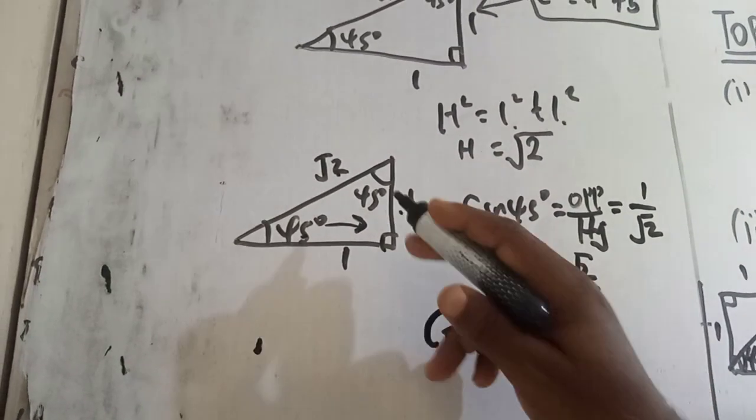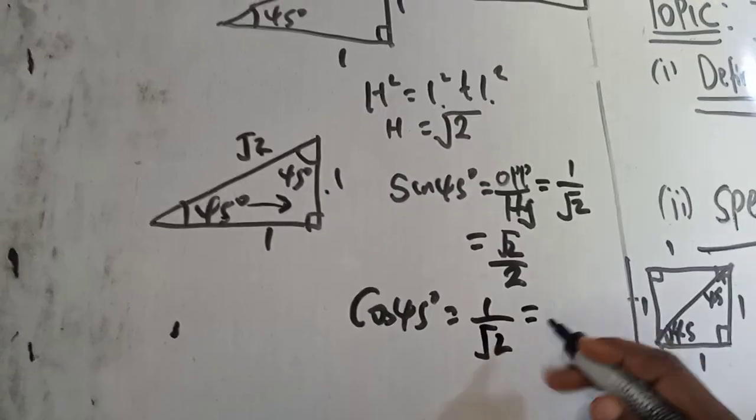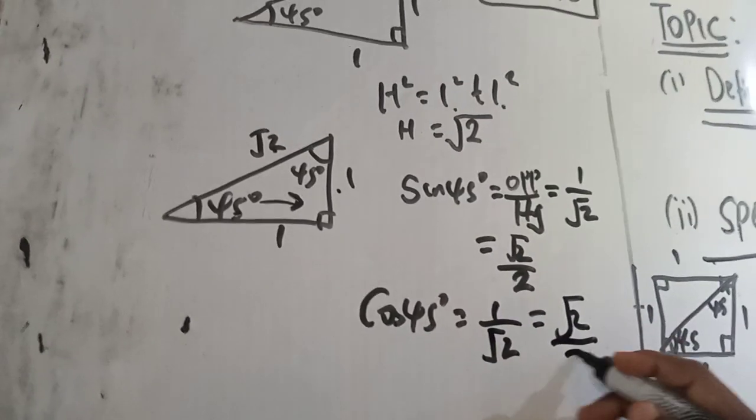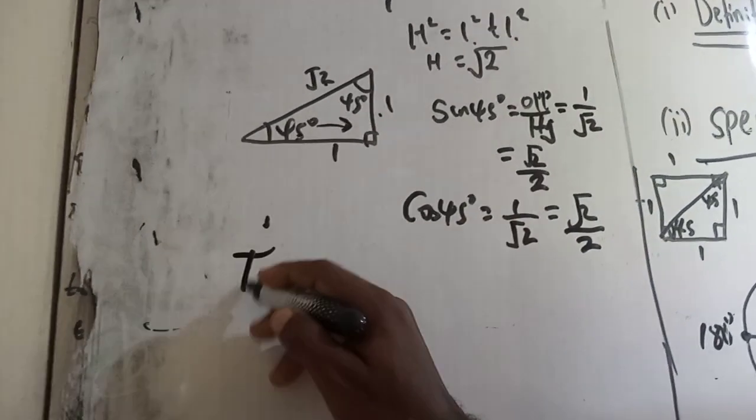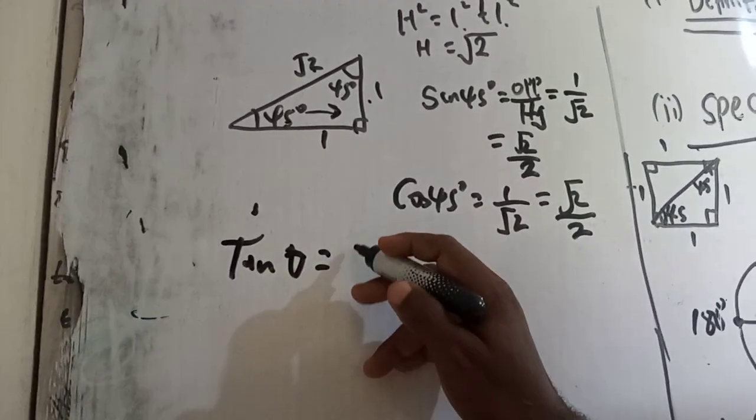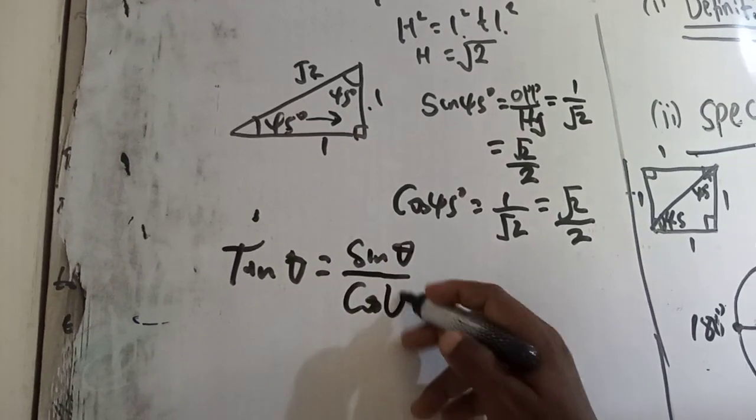Adjacent is 1, hypotenuse is root 2. So if I rationalize using this root 2 to multiply up and down, I'm going to have root 2 divided by 2. Now, like I said the other time, you know that tan theta is equal to sine theta divided by cos theta.